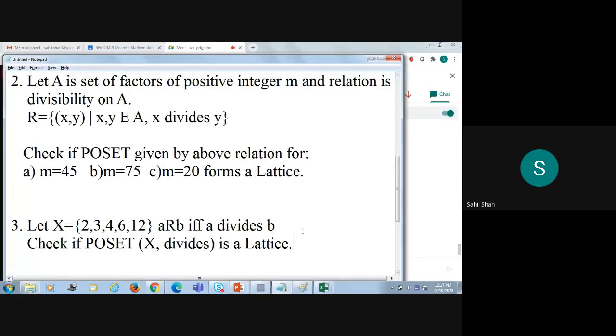So have you taken the snapshot of this? I will explain the first example. For this, m equal to 45 will be quite bigger, so I will explain for m equal to 20. You can cross-check for others.